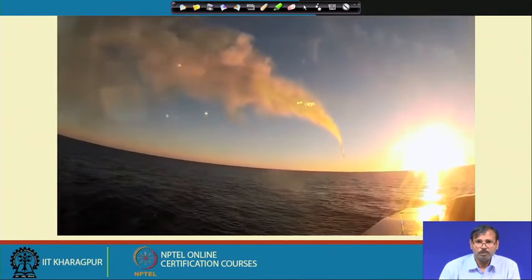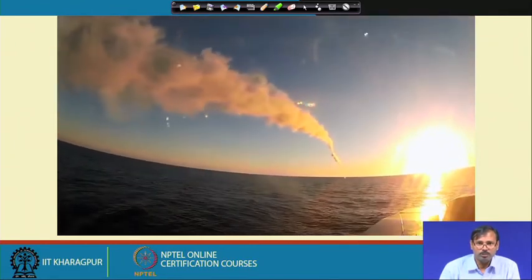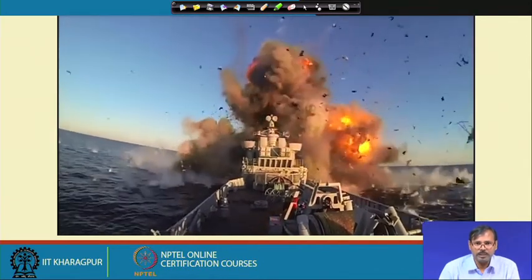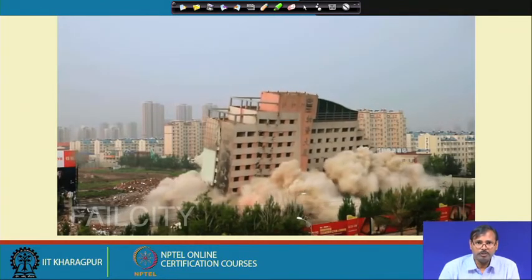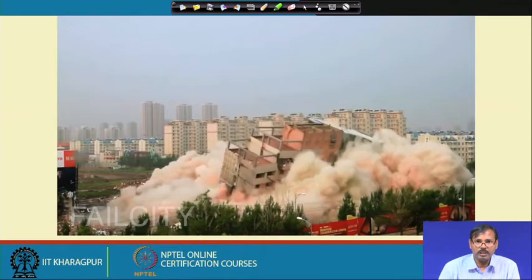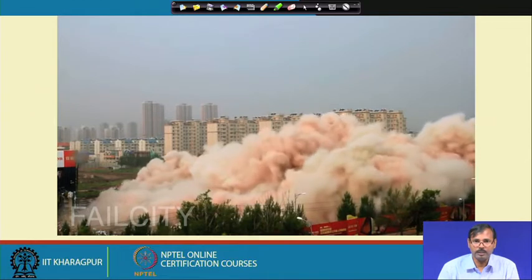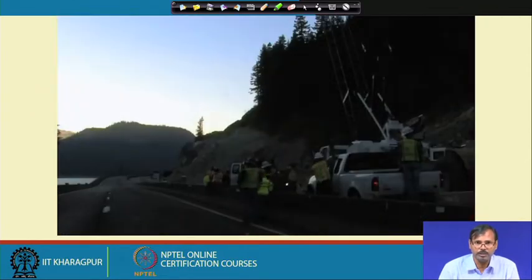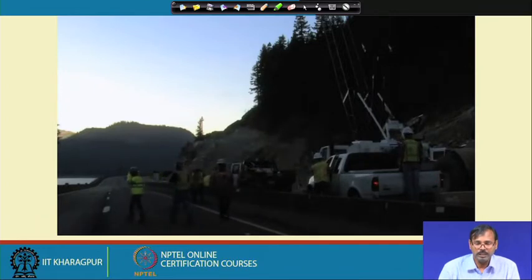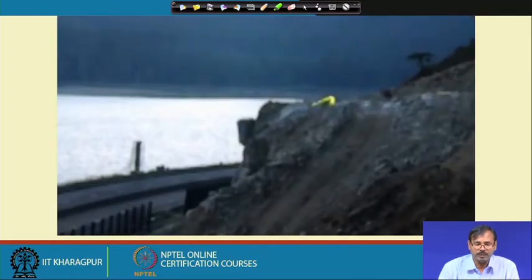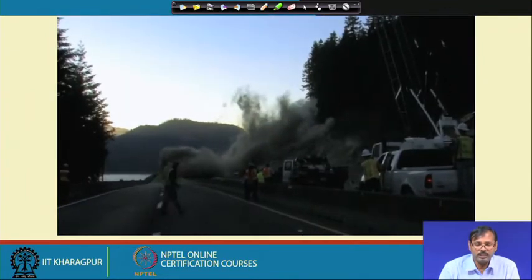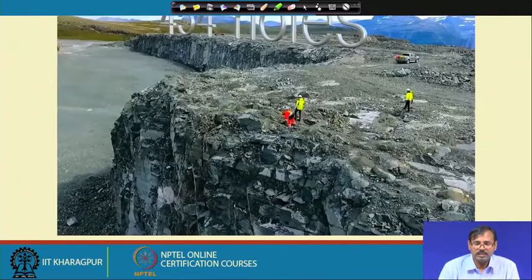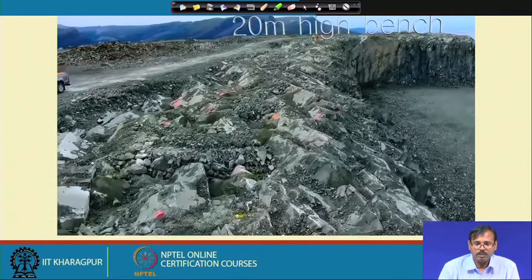The moment we talk about explosive, you understand that something has to be exploded. In this video you can see we are exploding military ammunition, then we are exploding a building intentionally. This building is being exploded because it is damaged and has to be demolished. Similarly, in this video we are going for the excavation of rock for civil construction purpose, so that a new road can be constructed in the hilly terrain.